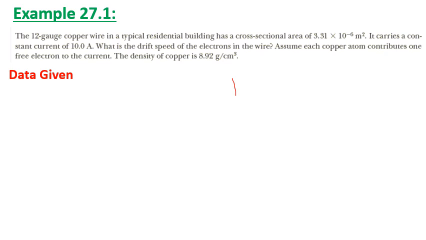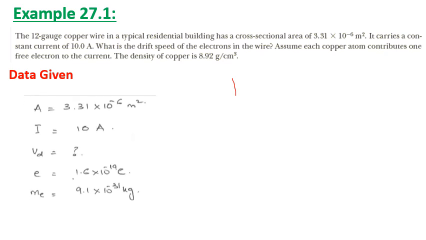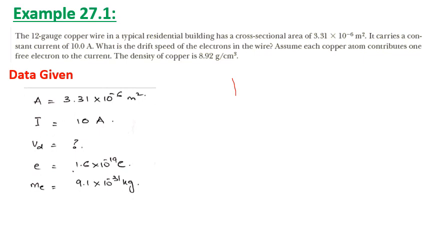Actually, we are to calculate drift speed in it. Assume each copper atom contributes one free electron to the current. The density of the copper wire is 8.92 grams per centimeter cube. So the given data is area, that is 3.31 into 10 to the power minus 6 meter square. It's given over here. Current 10 amps, which is again given over here. We are to find drift velocity.